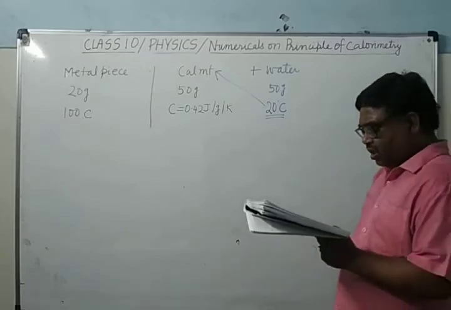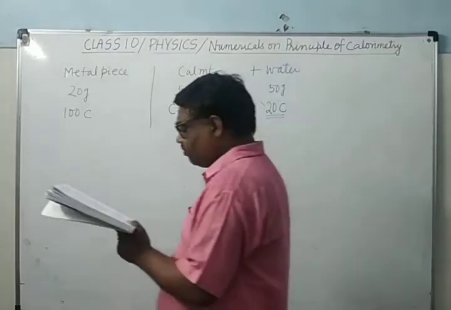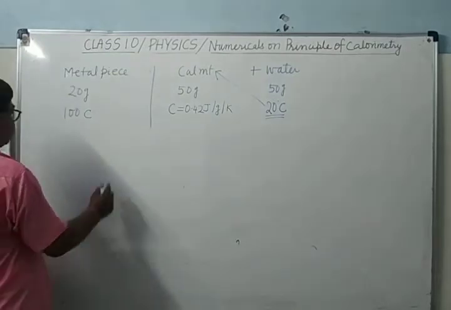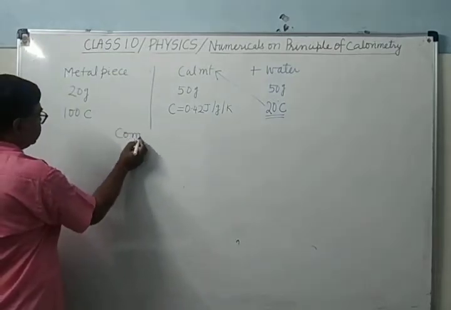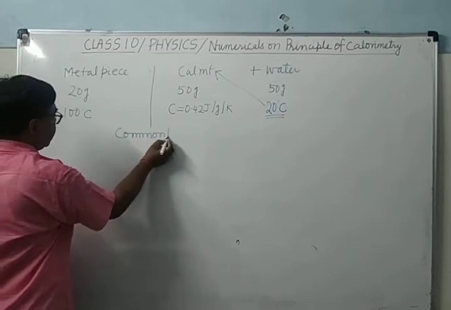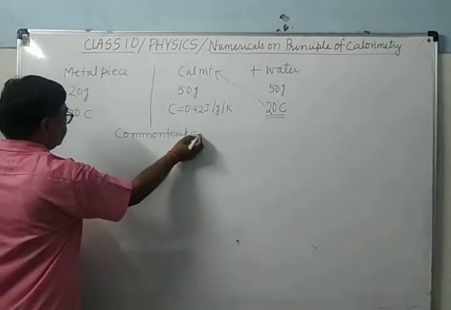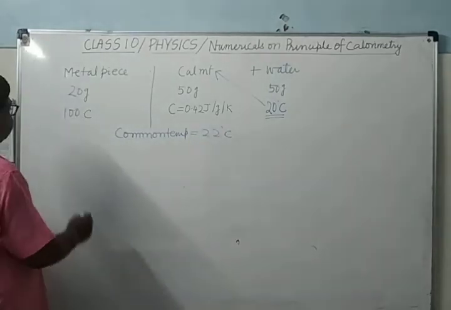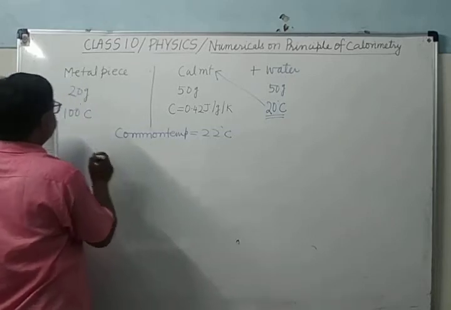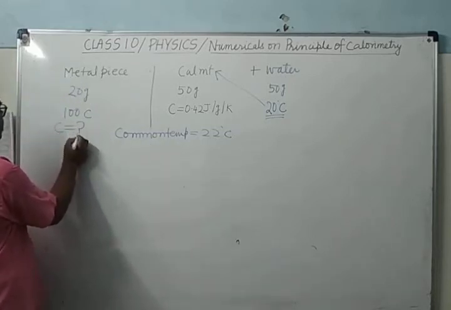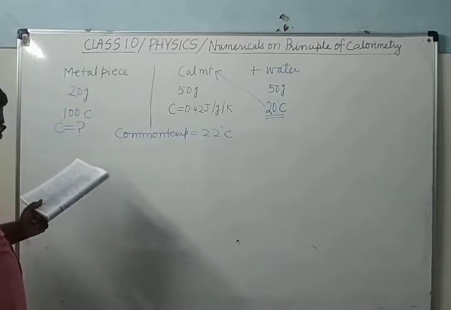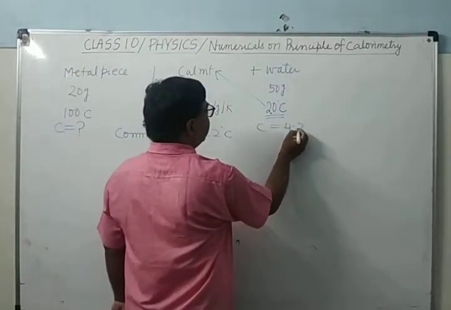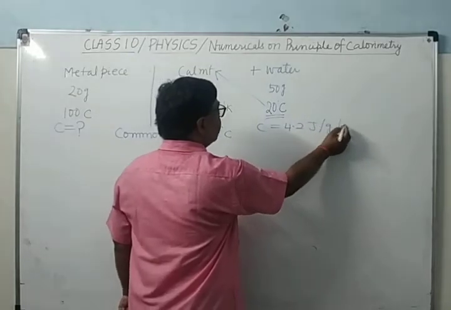It's clear. So after stirring, the final temperature, the highest temperature recorded, means the common temperature at which they reach, that is 22 degrees Celsius. Calculate the SHC of metal. You have to determine its SHC. SHC of water is given 4.2 joule per gram per Kelvin.